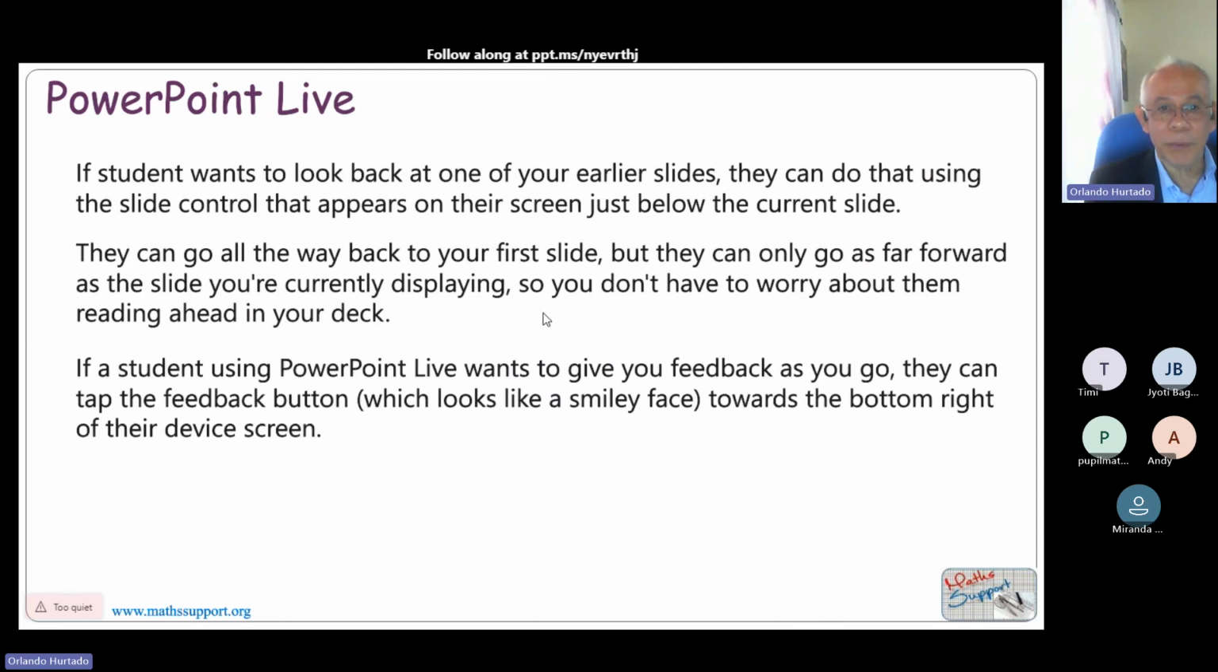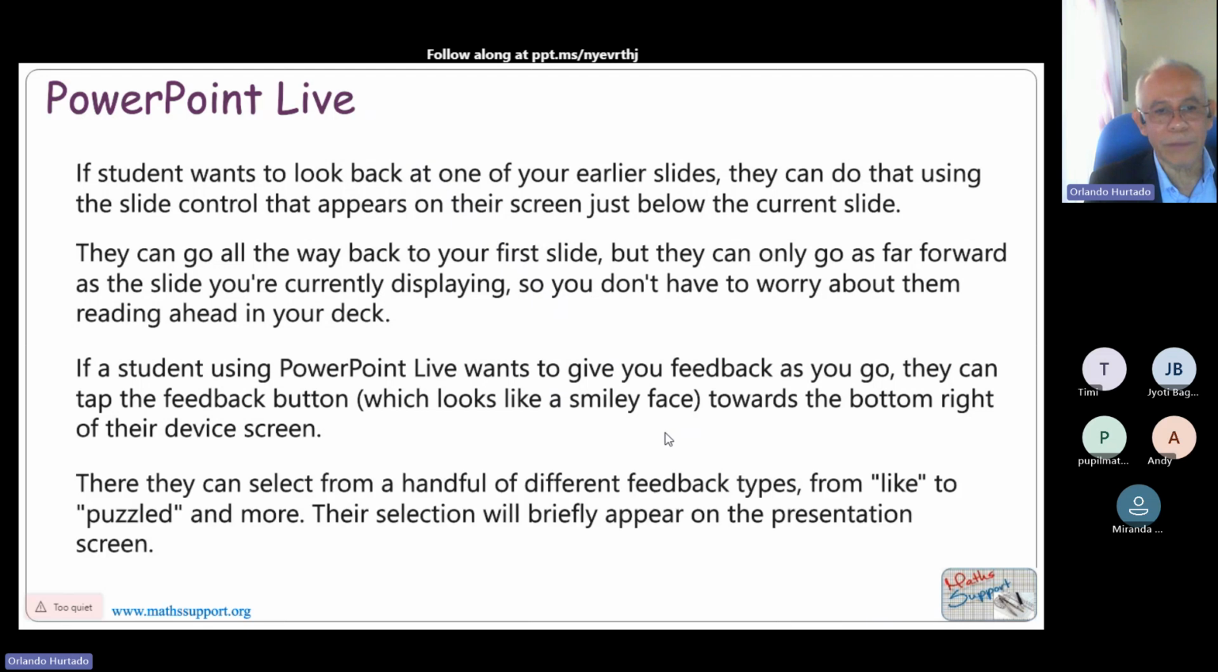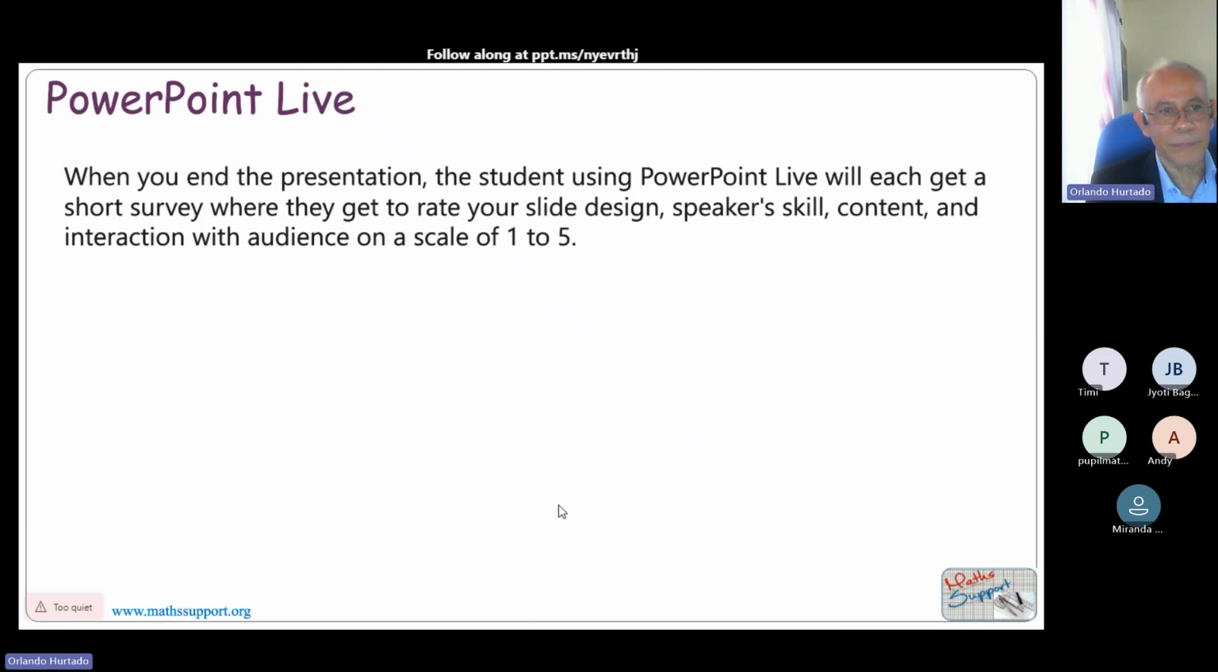If a student is using PowerPoint Live and wants to give you feedback, they can tap the feedback button, which looks like a smiley face toward the bottom right on the device screen. They can select from a handful of different feedback types, from like to puzzle and more. Their selection will then appear on the presentation screen.